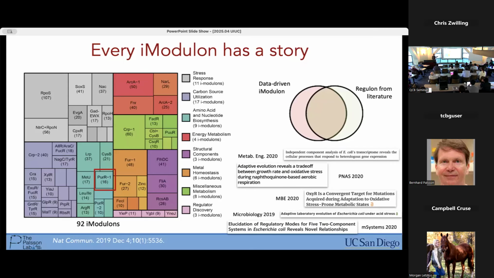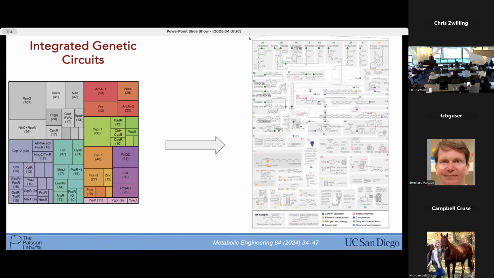And you can now go into the KO collection, for instance. I could get 60 knockouts of all these genes, treat them all side by side, put some purine stressing conditions on them, and I could confirm the function of those genes in the cellular function.